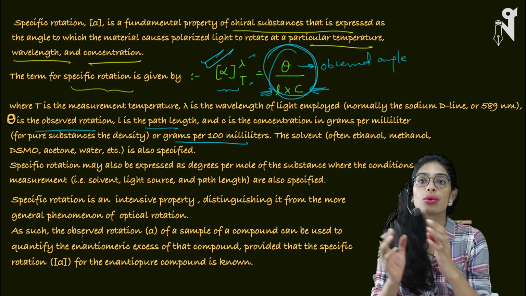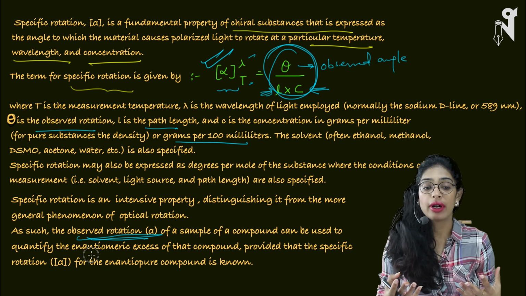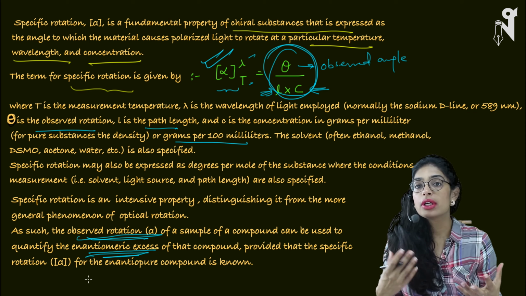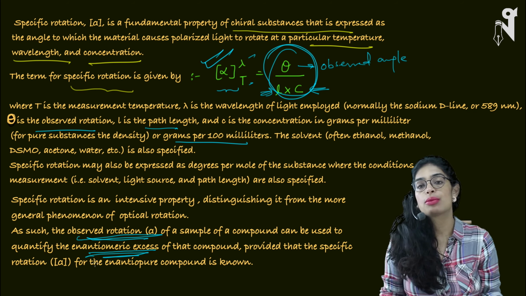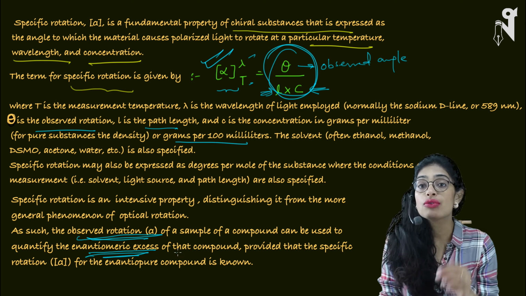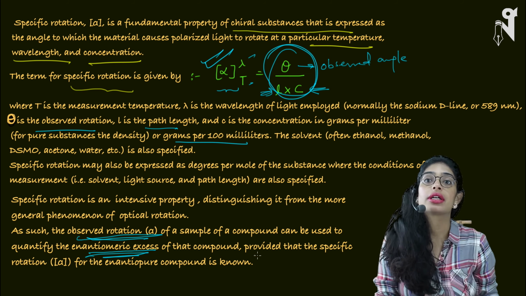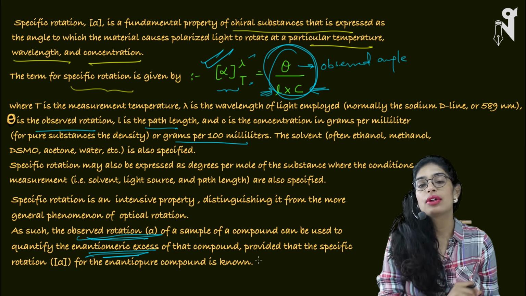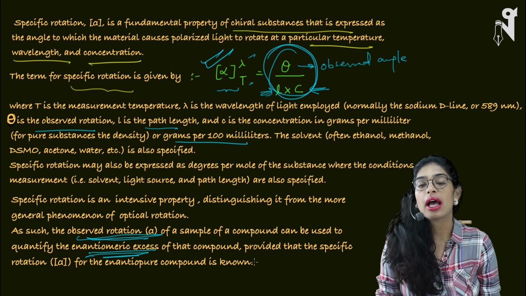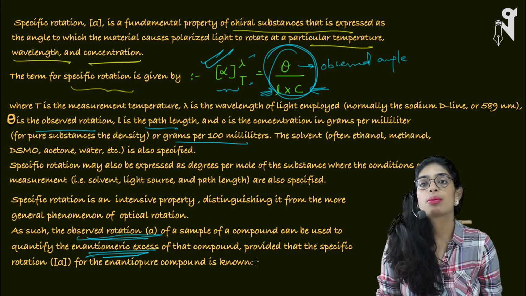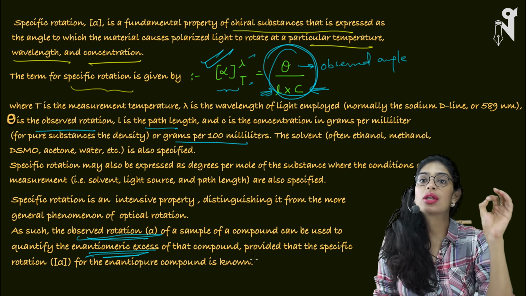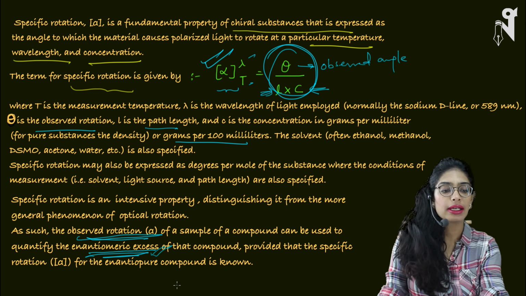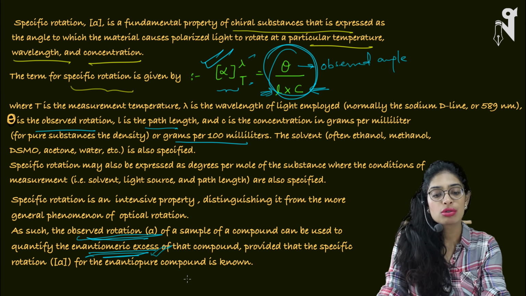We use the observed rotation also when we have to find out enantiomeric excess. When you have a mixture of the compound where you have some R enantiomer and some S enantiomer, you have to find out which enantiomer is greater, what is the purity of the compound, and so on. At that time we will be using both of these terms and calculating the enantiomeric excess, basically which enantiomer is in excess in a particular solution. So at that time we will be using this observed rotation also.